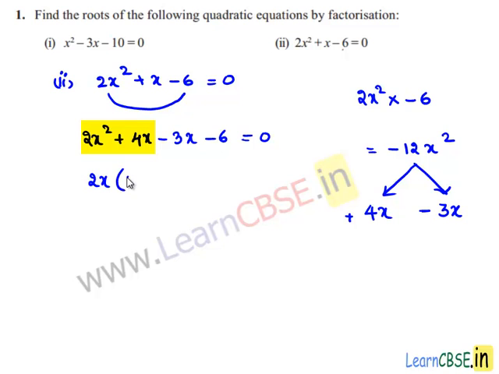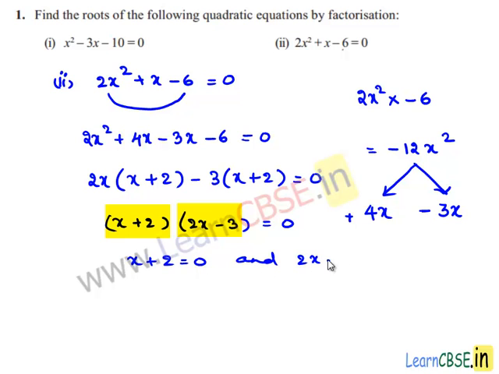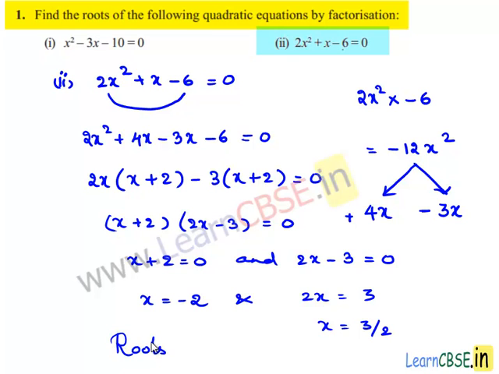2x can be taken as common, x plus 2, and here minus 3 can be taken as common, and here it is x plus 2. If x plus 2 is taken as common, the remaining will be 2x minus 3. This is equal to 0. We can write x plus 2 is equal to 0 and 2x minus 3 is equal to 0. X is equal to minus 2 and 2x is equal to 3 and x is equal to 3 by 2. Therefore, the required roots of the given quadratic equation are minus 2, 3 by 2.